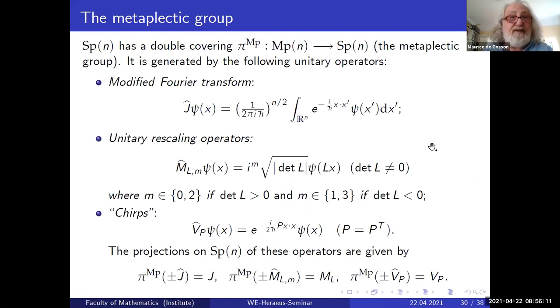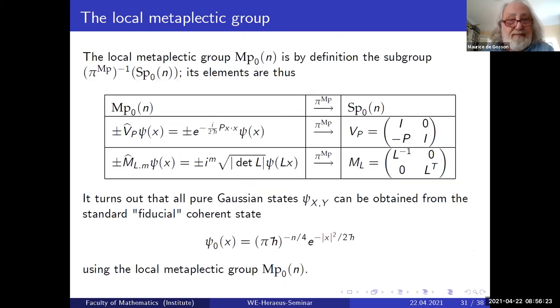And actually, here I will not have the time to go further. So I define the metaplectic group here, which is, of course, well known. And then the local metaplectic group, which is generated by the so-called chirps here and by unitary rescalings. And it turns out that all pure Gaussian states can be obtained from the standard fiducial coherent state using only the local metaplectic group MP not N.